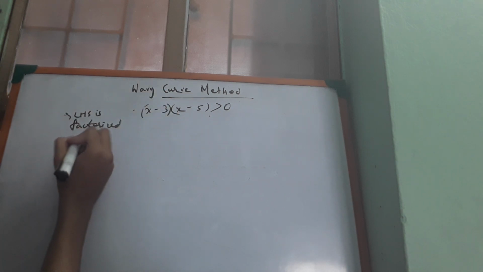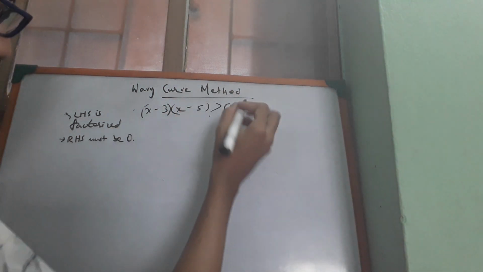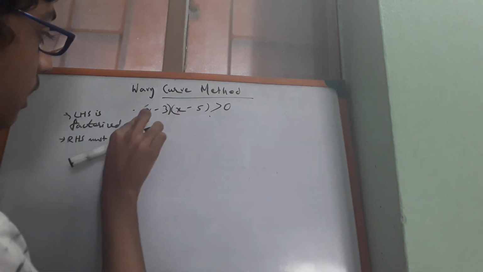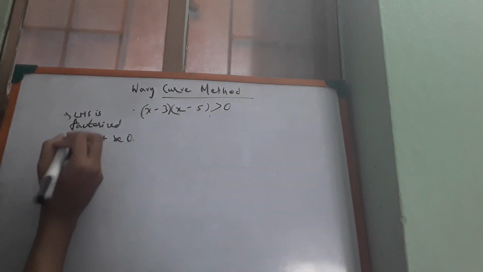The second condition is that the RHS must be 0. This is not an equation, but this is your LHS and this is your RHS. So the RHS must be 0, otherwise you cannot apply the wavy curve method. If the RHS is not 0, you have to make it 0. We'll do such examples also, don't worry.